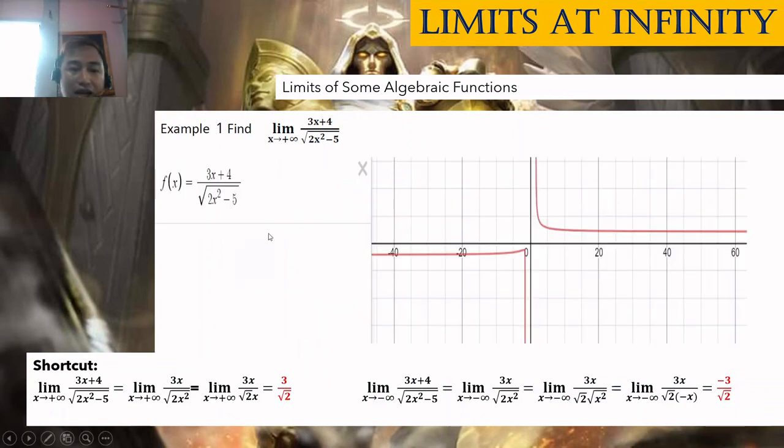Okay, class. As x approaches positive infinity, the value goes to 3 square root of 2. Then, as x approaches negative infinity, this is negative 3 square root of 2. Look at the graph below, the negative part down here. So it is negative 3 square root of 2.